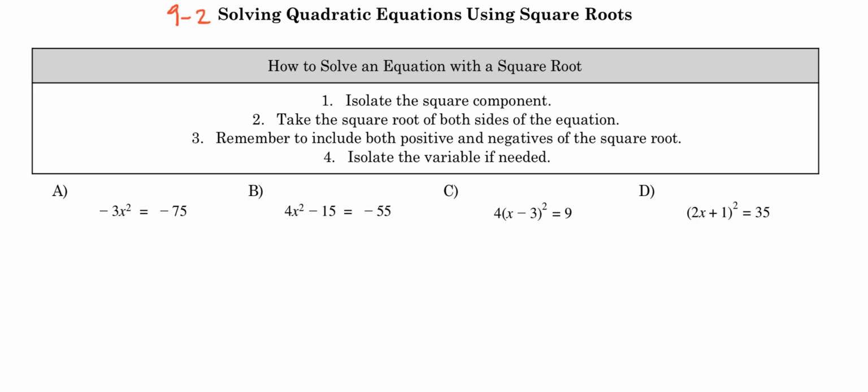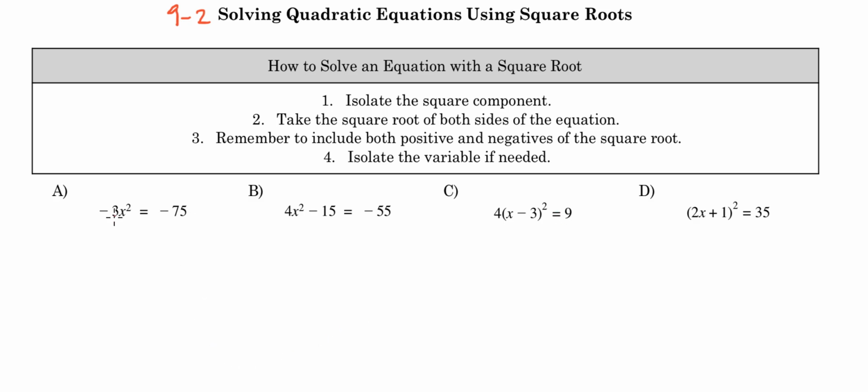second step. Now, the second step is to take the square root of both sides of the equation. That is to eliminate the square. And then step number 3 is kind of a weird one, so I'll explain it when we take a look at question A. It is to remember to include both positive and negative versions of the square root. And then finally, the fourth step is to isolate the variable if you need to. So if the variable is not isolated after you square root both sides, you're going to want to isolate it.